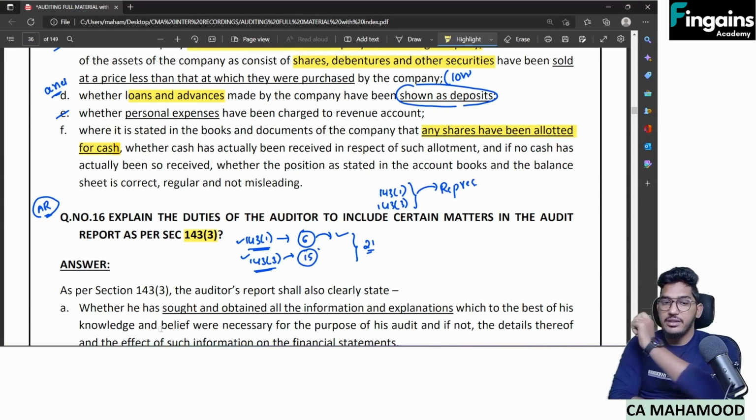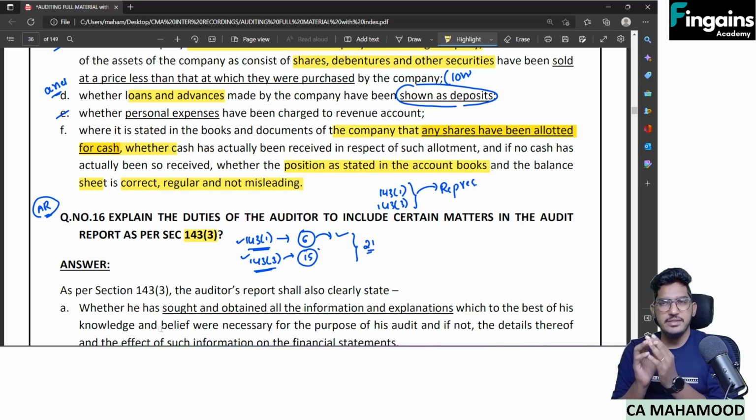Where it is stated in the books and documents of the company that any shares have been allotted for cash. If yes, whether cash has actually been received in respect of allotment. So find out whether your client is saying they have allotted some shares for cash. Now what they're asking the auditor to verify is whether cash has actually been received or not. And if no cash has actually been received, whether the position as stated in the accounts, books and the balance sheet is correct, regular and not misleading.